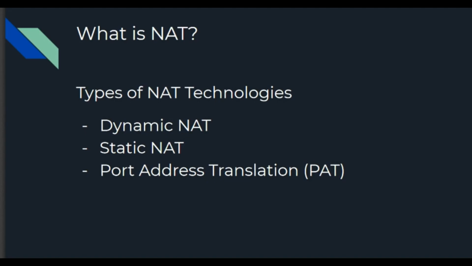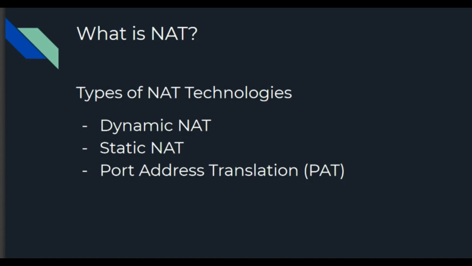Dynamic NAT can be defined as a mapping of a private IP address to a public IP address from a group of public IP addresses called a NAT pool. So here we have multiple private IP addresses and multiple public IP addresses. It is a randomly selected mapping between the public IP address and the private IP address. It's also called dynamic NAT.